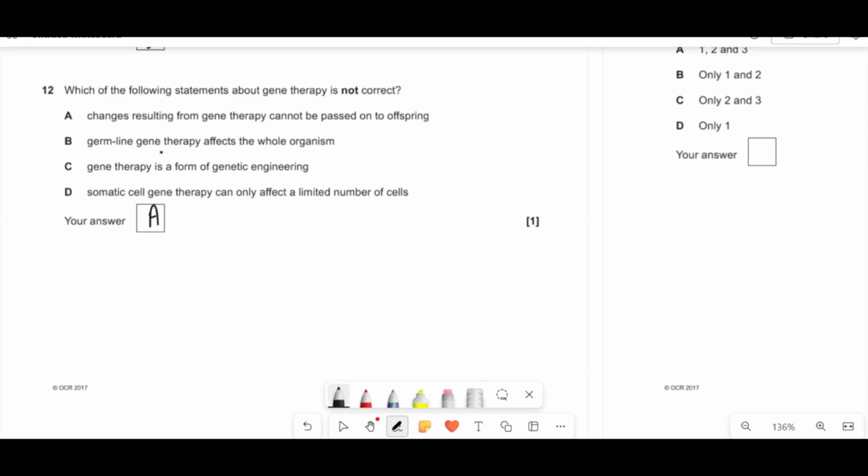But if we have a look, germline gene therapy affects the whole organism. That is true. Gene therapy is a form of genetic engineering. That is true because you're changing the base sequence of things. And then somatic cell therapy can only affect a limited number of cells. That is true. Germ in biology means gametes. So if you're affecting the gametes, every single cell in the offspring is going to have that. And somatic means body. Soma, body cells. So it means it's only going to be done in body cells that aren't gametes.